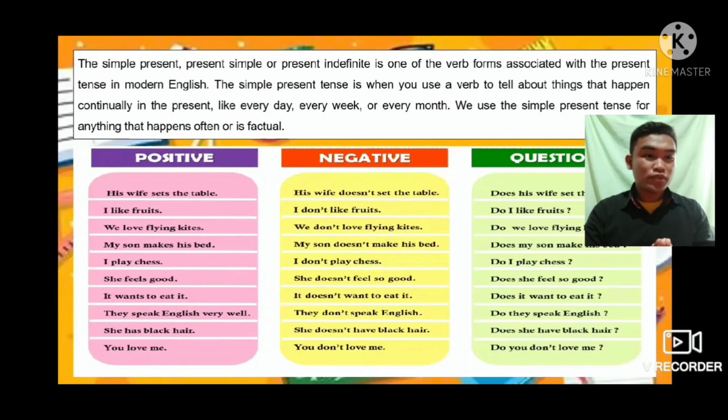Here are examples. His wife sets the table. I like fruits. His wife doesn't set the table. I don't like fruits. Does his wife set the table? Do I like fruits? So, what can you observe from the sentences, class?